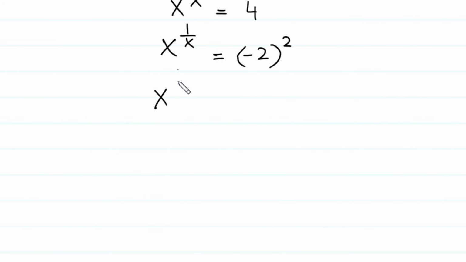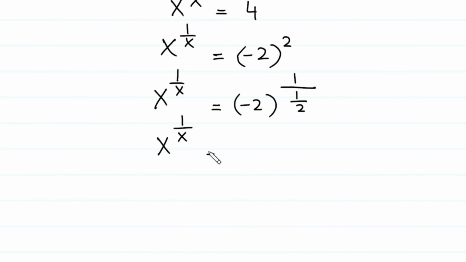Next, x to the power 1 over x is equal to negative 2 to the power, this 2 can be written as 1 over 1 over 2, because 1 divided by 1 over 2 is equal to 2. Next, x to the power 1 over x is equal to negative 2 to the power, this 1 divided by 1 over 2 can be written as minus 1 over minus 1 over 2, because this negative 1 divided by negative 1 over 2 is equal to this 1 divided by 1 over 2.